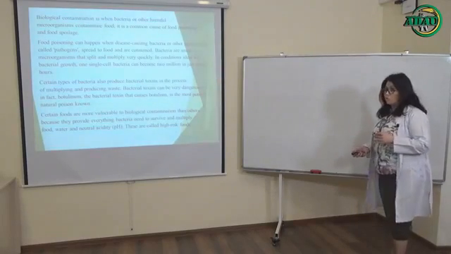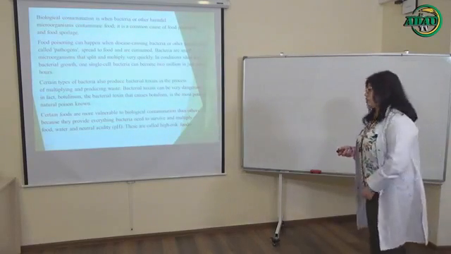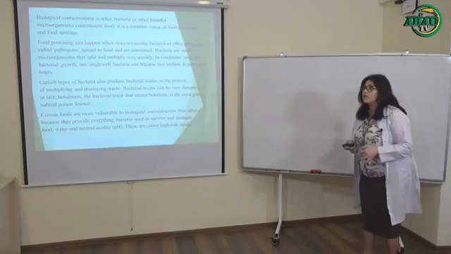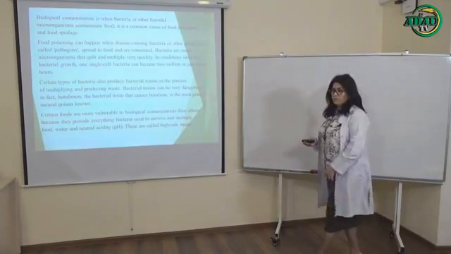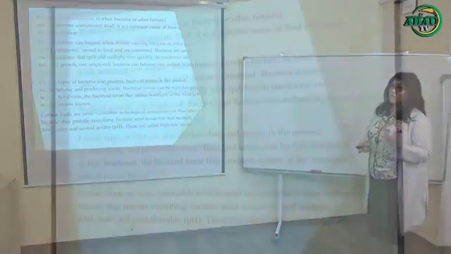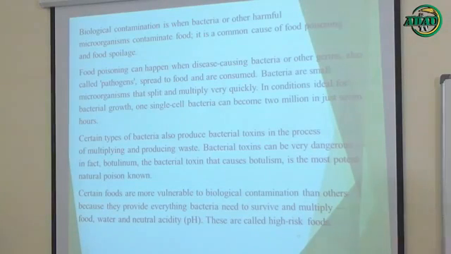Certain foods are more vulnerable to biological contamination. In simple words, I can say that some kinds of foods are more suitable for biological contamination than other kinds of food. So they provide every environment and every medium, everything which bacteria need to survive and multiply. It can be food, water, and natural acidity. So these foods are called high-risk foods.